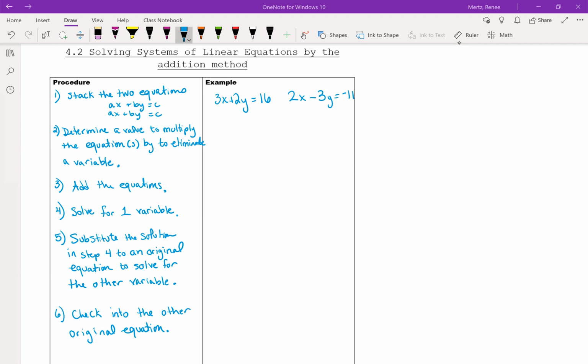Then after they're stacked, so the first thing I'm going to do is stack them. So step one would be just to line them up.